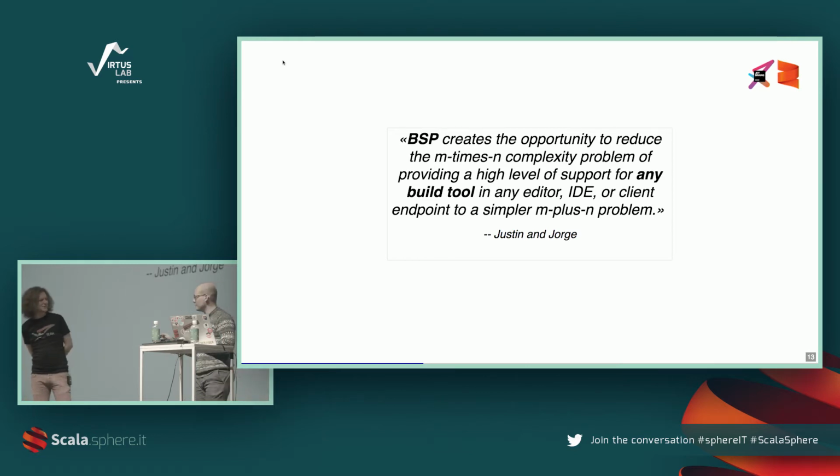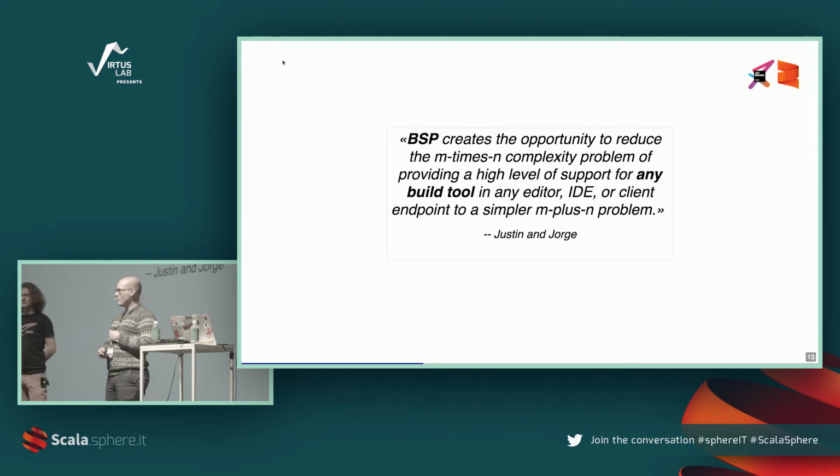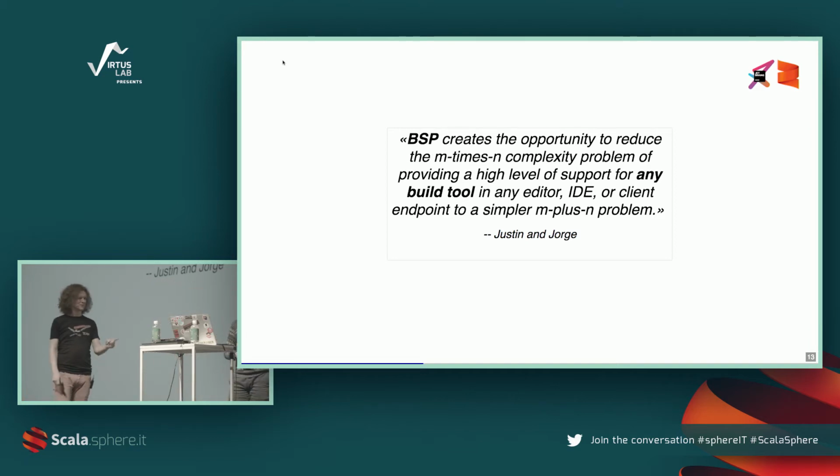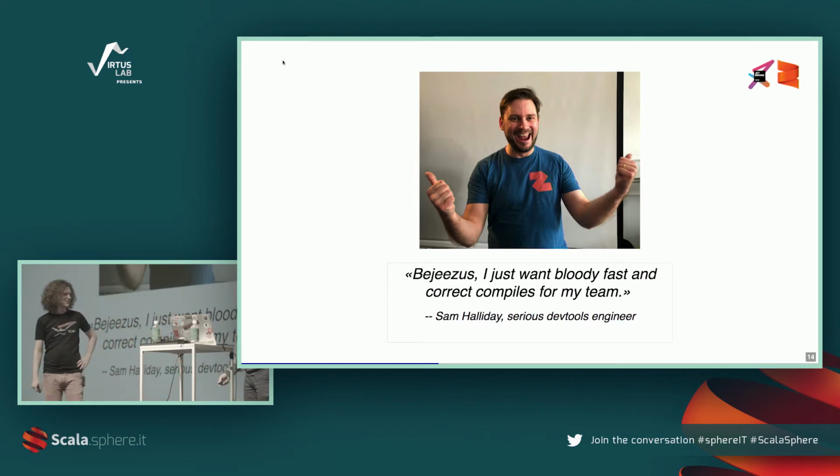Yeah, but in this case, we have many parties involved. We have developers of IDEs and editors. We have developers of build tools. And then we have productivity engineer developers, people that work for companies to make sure that people have fast developer workflows. And that's especially important in big companies. So in this case, you could say that you have people like Sam. Yeah. Sam just wants bloody fast and correct compiles. Like, he doesn't care about anything else, right?